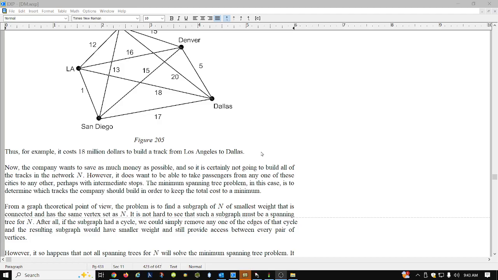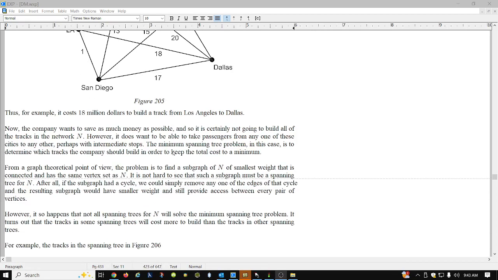The subgraph shouldn't have any cycles, because if it did, you could pull out one of the edges and still have a connected graph, and it would have smaller weight and still provide access between the cities. But not all spanning trees will solve the minimum spanning tree problem. Some spanning trees will have more weight than others.